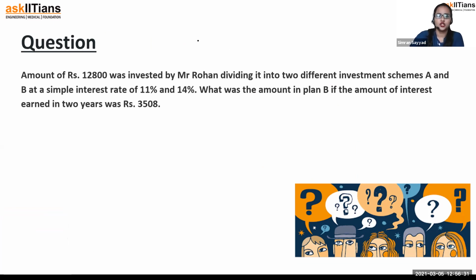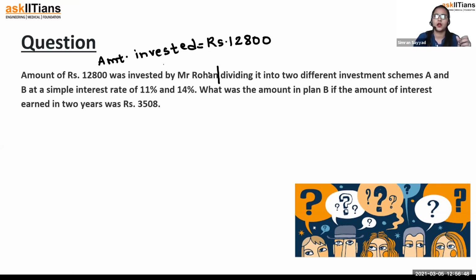Perfect. Okay. So from this, invested by Mr. Rohan, what can I say? The amount invested is rupees 12,800. He is dividing it into two different investments, so he is dividing that amount in two different schemes, scheme A and scheme B, at different rates of interest. For A, the rate is 11 percent, and for B, the rate is 14 percent.